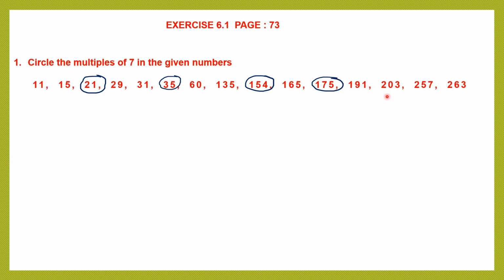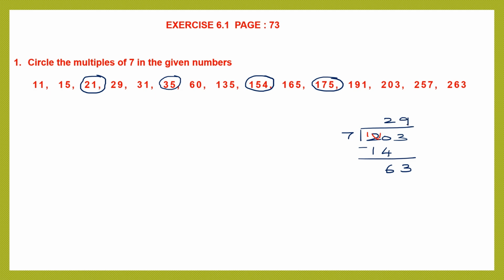Which is the next number? 203. So let's divide 203 by 7. Now we have to take 20. 7 twos are 14. Now let's subtract. When we subtract, this is 1. 10 minus 4 is 6. And then we bring down 3. Now the number is 63.